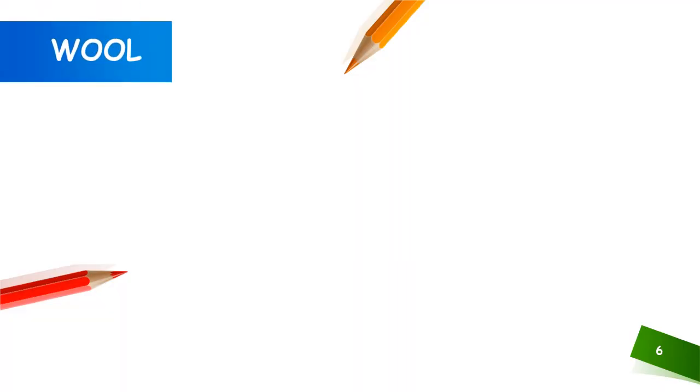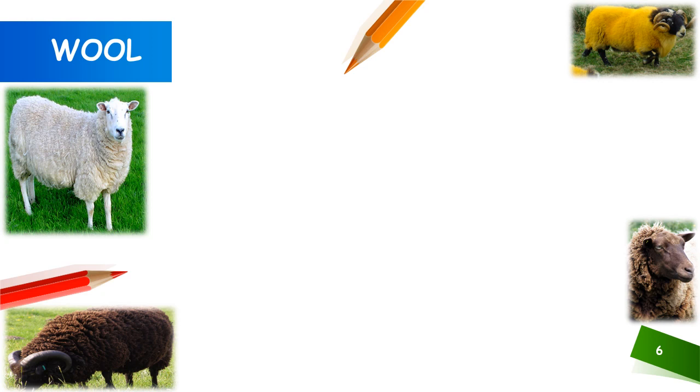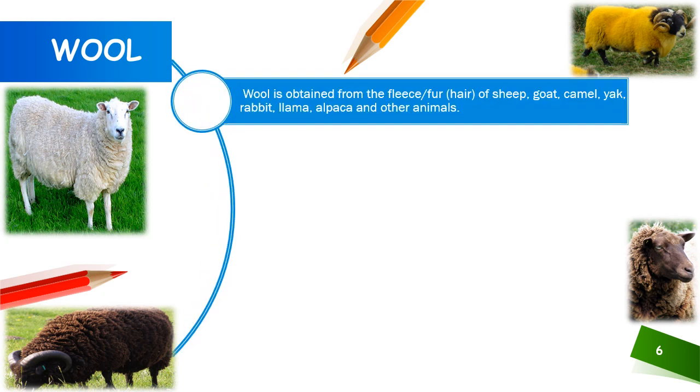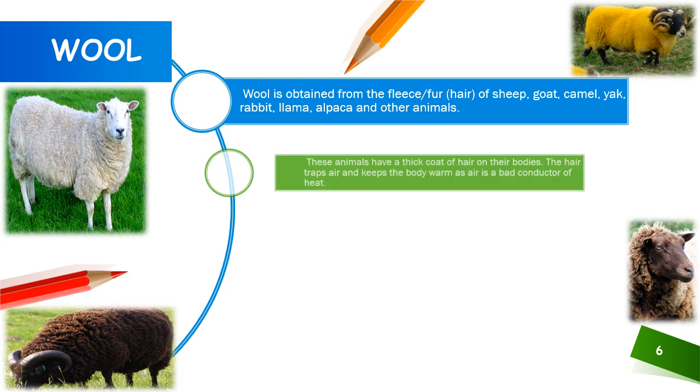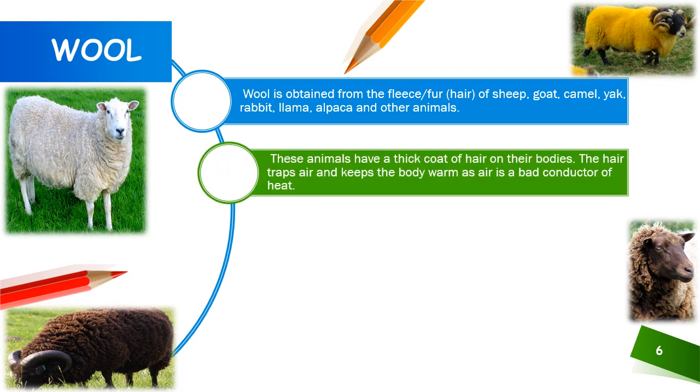Now let us study about wool. Wool is obtained from the fleece of wool-yielding animals. These animals live mostly in cold climates. These animals have a thick coat of hair on their bodies.